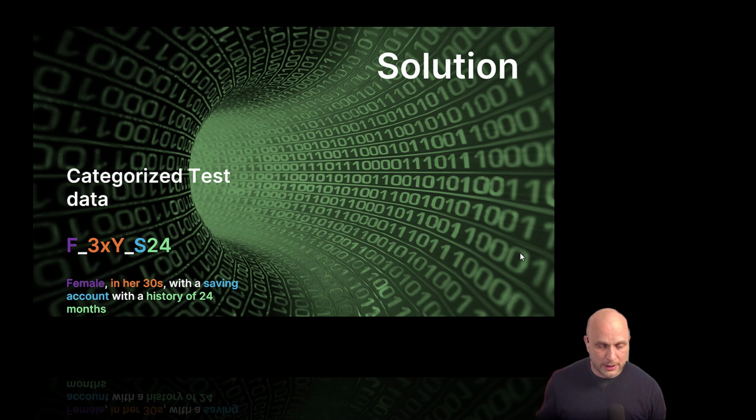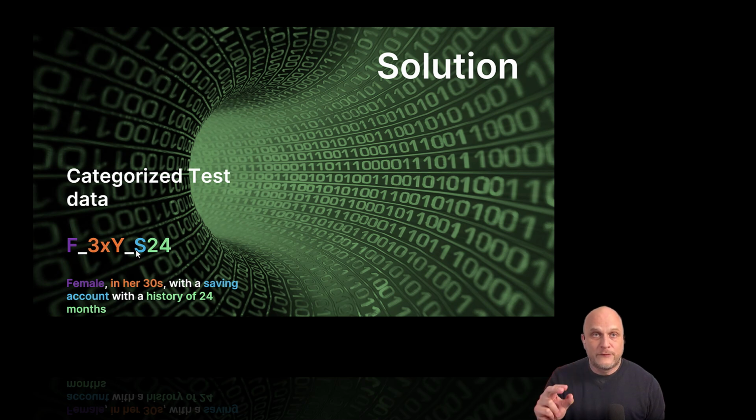I put in here 3xy, saying it's a female in her 30s. You can also say 35y, in the sense of I need a female who is 35 years old, which is important for insurance testing, for example, or other software that you are testing. So this specific approach is called categorized test data, and we are IDing the test data.